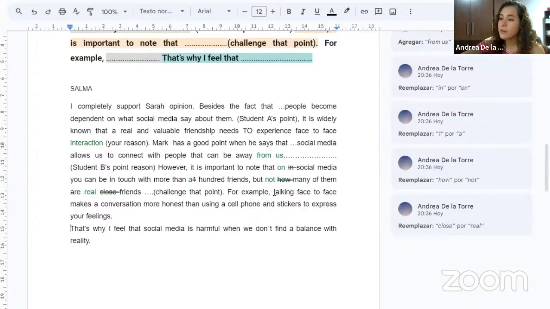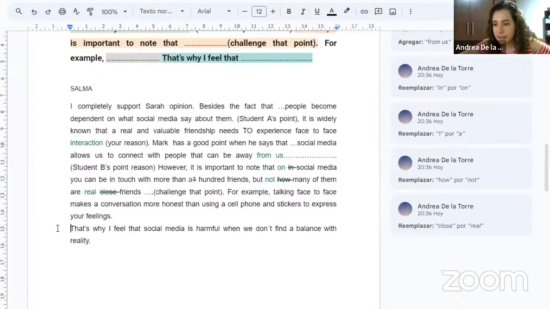Perfect. Here, maybe I will try to be a little bit more specific. You can talk about one specific platform. Maybe you can say, for example, WhatsApp has allowed us to send innumerable text messages to people from all around the world and to have long calls with them. However, talking face-to-face makes a conversation more honest than using a cell phone and stickers to express your feelings. And finally, your conclusion, that's why I feel that social media is harmful when we don't find a balance with reality.